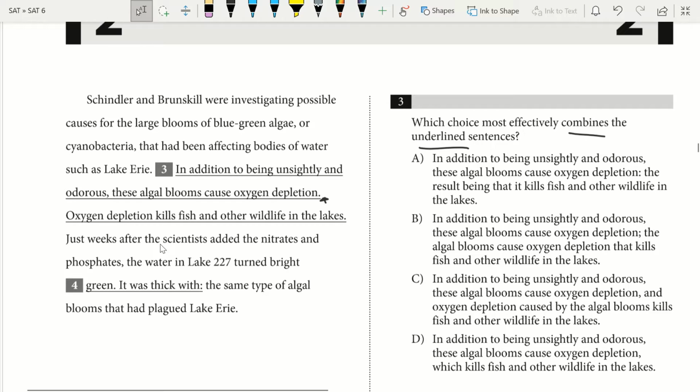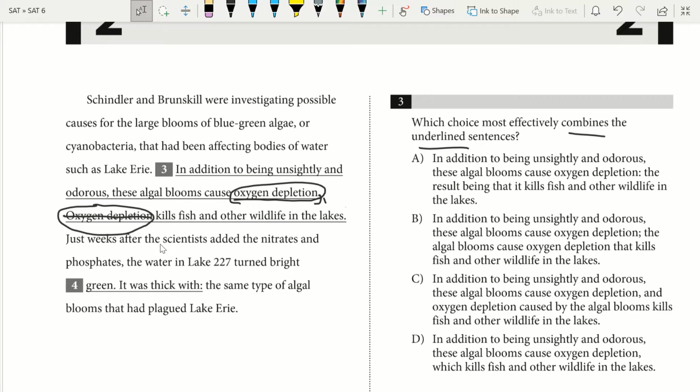And then the other thing that jumps out to me is I see oxygen depletion here at the end of a sentence with a period and here. Now, anytime I see that with a word at the end of one sentence and starting that next sentence with that same word, what I'm going to look to do is combine the sentences, get rid of that second word, and then put a comma at the end of that first sentence, and then use either which, or if it's a person, who, or if it's a time, when.